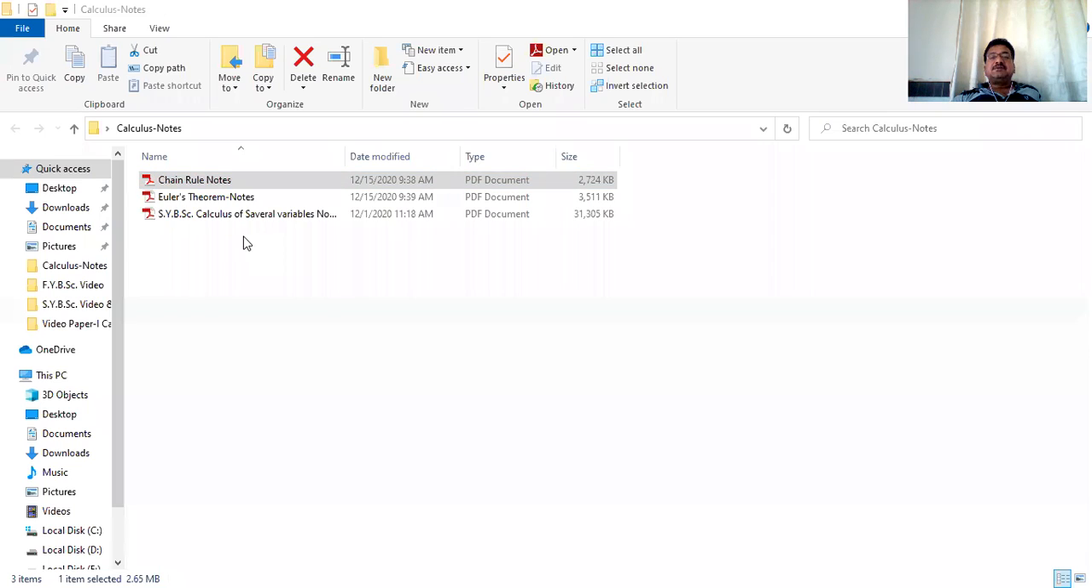Some more problems are here. Solve these problems as an exercise. So this is the problem. z is f of y plus x, and g is y minus x. Then prove this. Okay. So substitute y plus x as u.